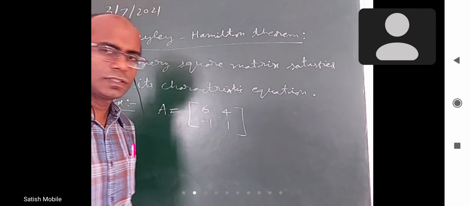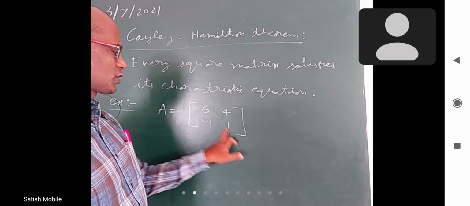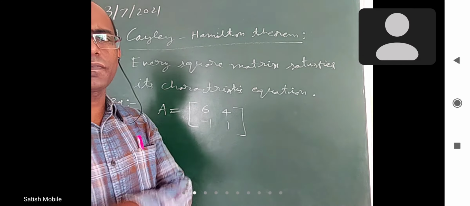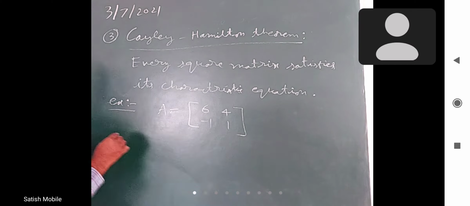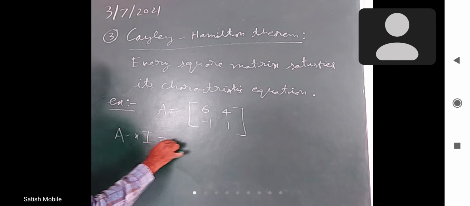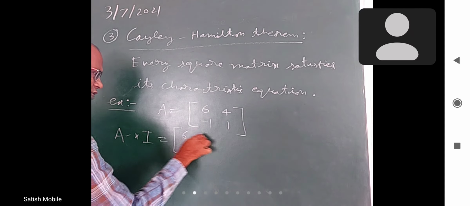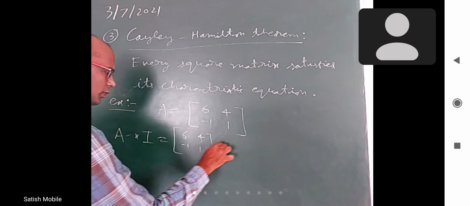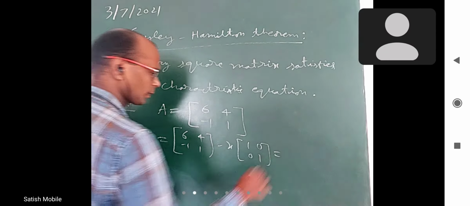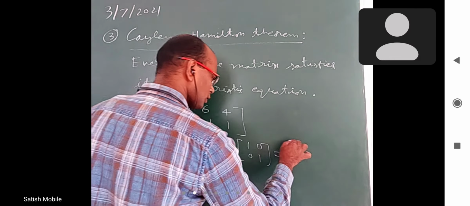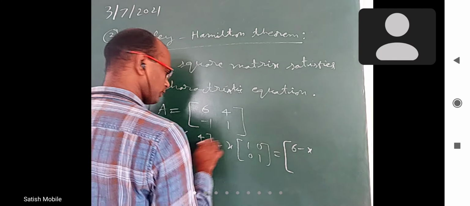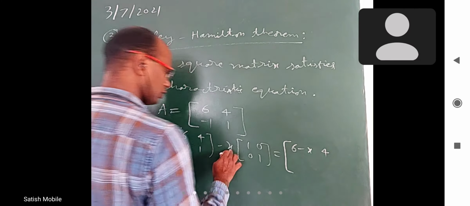Okay, this is a matrix 6, 4, minus 1, 1. Let us find the determinant of A minus xI for this. First of all, A minus xI is 6, 4, minus 1, 1 minus x times the identity matrix 1, 0, 0, 1. It is 6 minus x, 4, because this is 0.